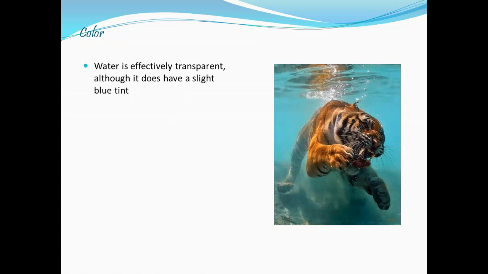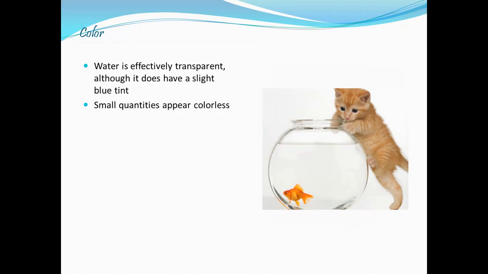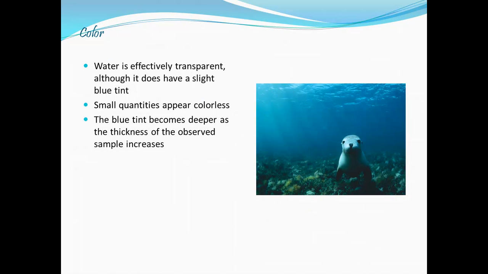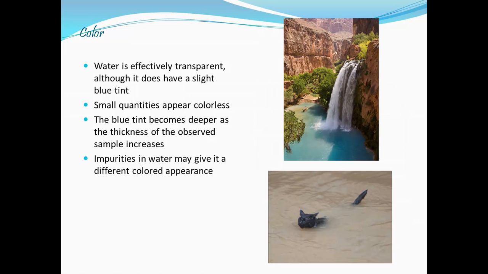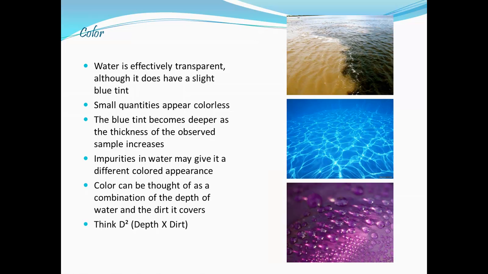So let's first talk about the color of water. Water is effectively transparent, although it does have a slight blue tint. Small quantities appear colorless, and the blue tint will become deeper as the thickness of water increases. Impurities in water may give it a different colored appearance. The easiest way to think about it is as a combination of depth and dirt.